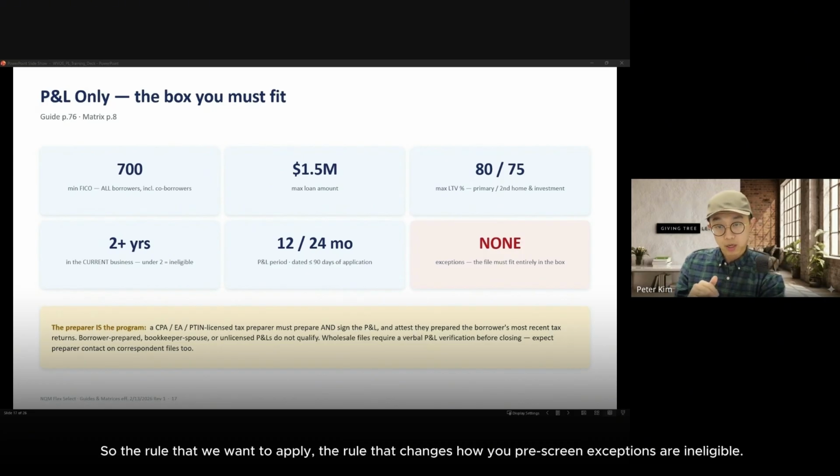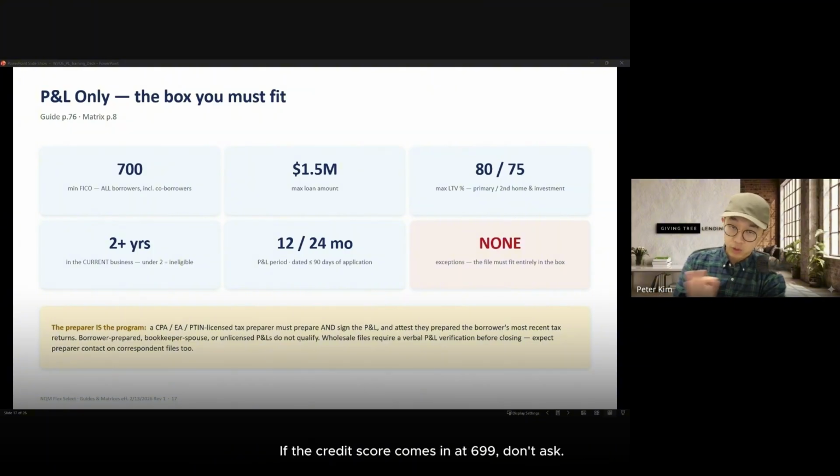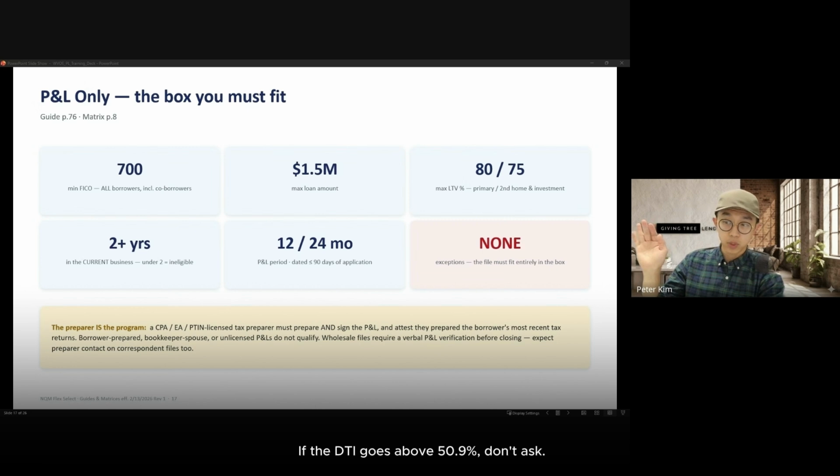So the rule that changes how you pre-screen: exceptions are ineligible. On most programs, a near miss gets an exception request. On a P&L only, there's no ask. There's no exception. If the credit score comes in at 699, don't ask. If the DTI goes above 50.9%, don't ask. The file fits in the box or it doesn't.